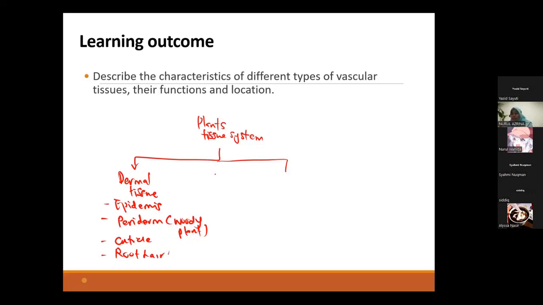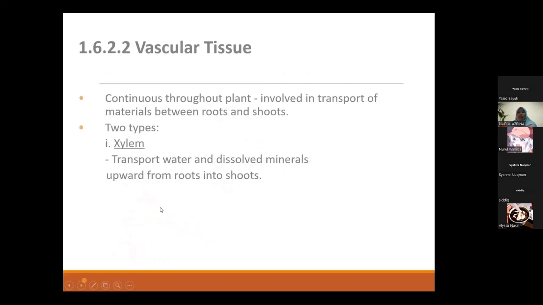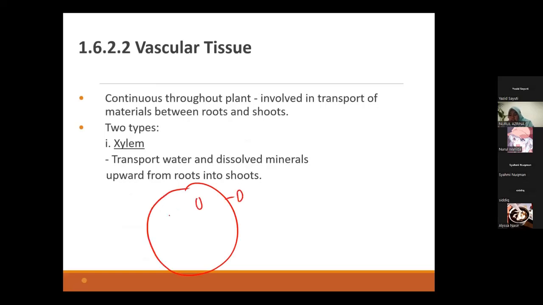Okay, second one that we are going to discuss is vascular tissue. Okay, right? Okay, so please make these simple notes later, okay? Right, next we go to vascular tissue, okay? So which one is vascular tissue? Remember, this is dermal, okay? This is vascular.